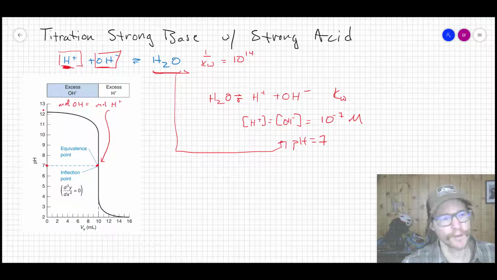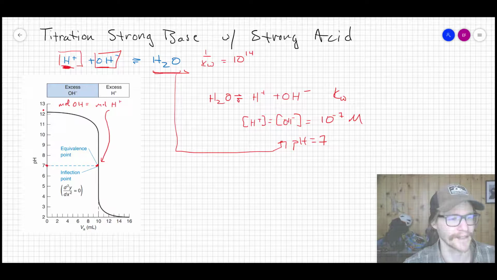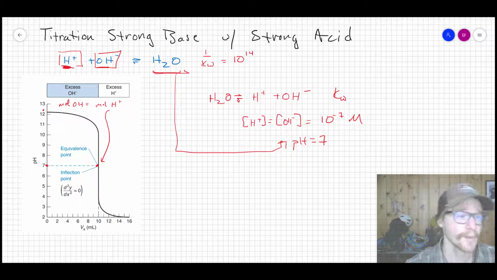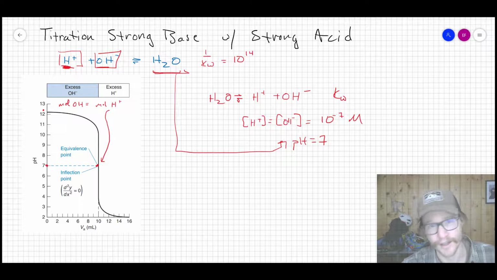What else do we see? Well, we see a rapid change in pH around that point because you now no longer have excess of hydroxide and you're sort of swinging from excesses, and you don't have a buffer because we don't have a weak acid and its conjugate base. We simply have strong base and strong acid.